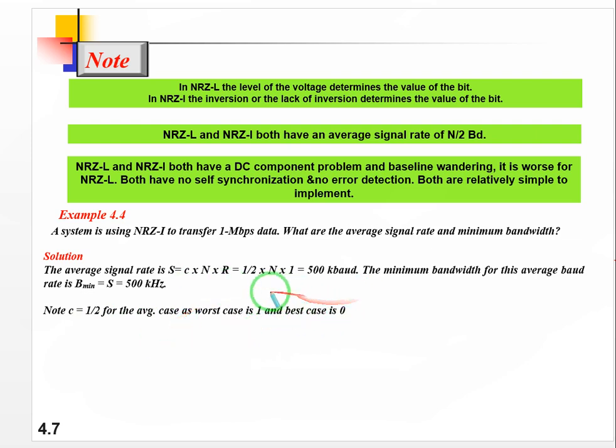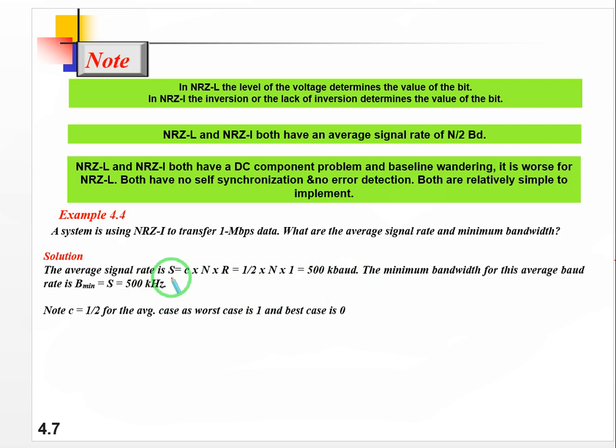So we have a C value of 1/2, N is 1 Mbps, and then we have R. What is R? R is the ratio of data elements to signal elements. Since we have one signal element for one data element in the graph, we use one. So the result is 500 kilobaud.